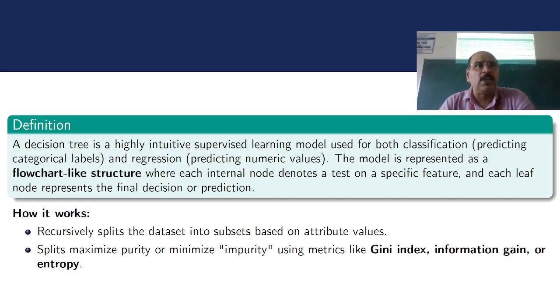Here we'll be using certain kinds of indices, metrics like Gini index, information gain, entropy, etc. The details of which may not be required right now. We'll be studying that in detail as we go on, as we come across various real-time examples, which I'll be explaining to you step by step.